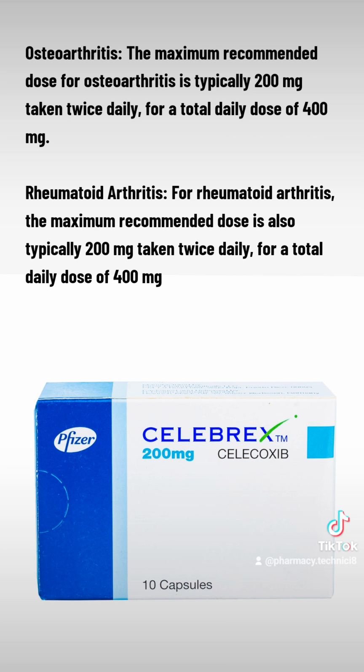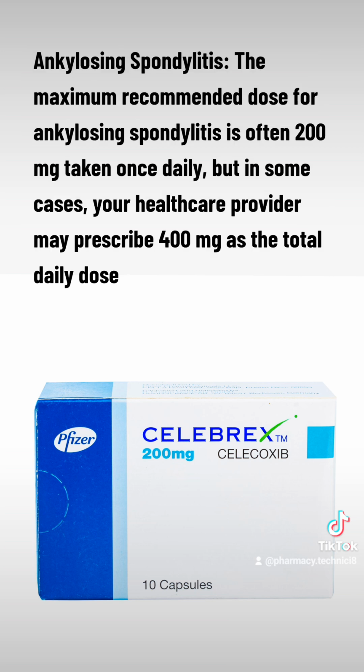Ankylosing spondylitis. The maximum recommended dose for ankylosing spondylitis is often 200 milligrams taken once daily, but in some cases, your healthcare provider may prescribe 400 milligrams as the total daily dose.